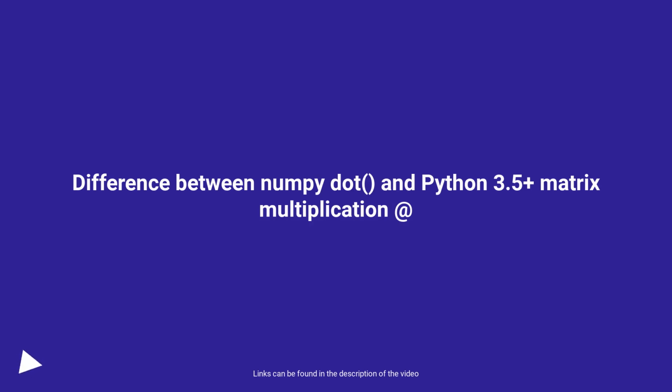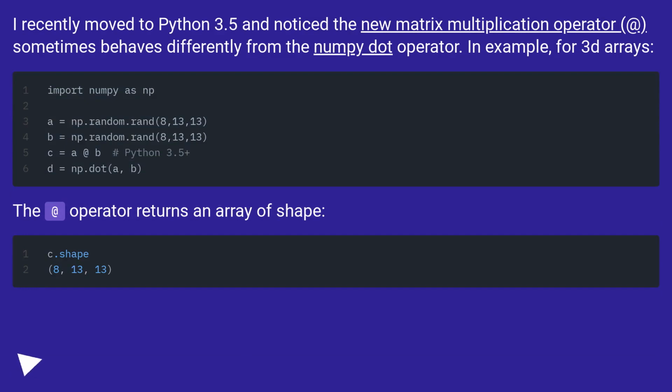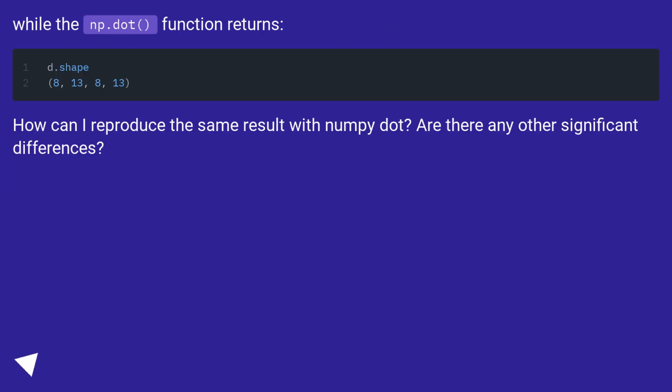Difference between numpy.dot and Python 3.5 plus matrix multiplication @. I recently moved to Python 3.5 and noticed the new matrix multiplication operator, @, sometimes behaves differently from the numpy dot operator. For example, for 3D arrays, the @ operator returns an array of shape, while the np.dot function returns a different shape. How can I reproduce the same result with numpy dot? Are there any other significant differences?